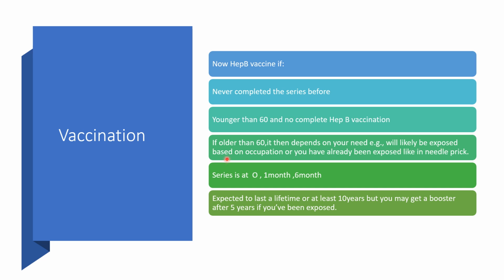exposed to hepatitis B based on your occupation as a nurse, or as a physician, or as a lab technician, and so on, or you have already been exposed, like you've had a needle prick, and you are greater than 60, you will need hepatitis B vaccine and immunoglobulin right now. The series is at 0, 1 month, and 6 months. It is expected to last a lifetime, or at least 10 years, but you may get a booster after 5 years if you have been exposed.